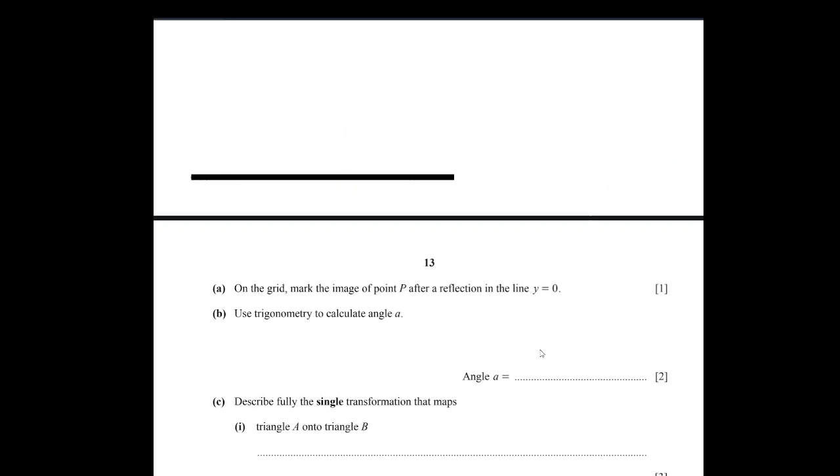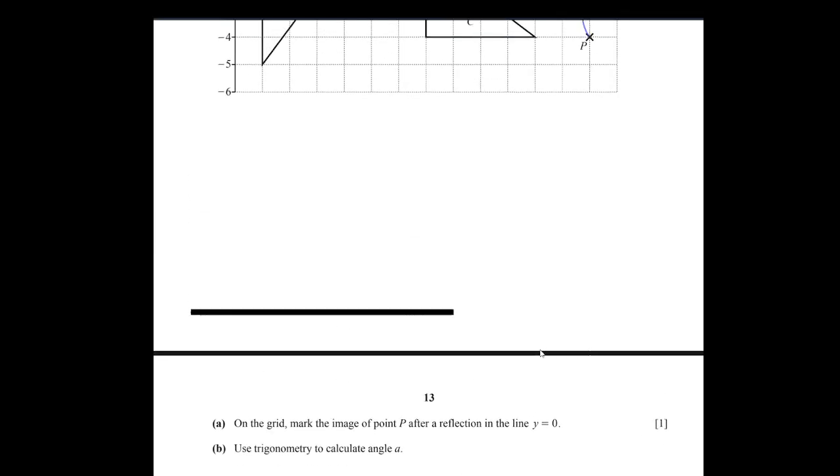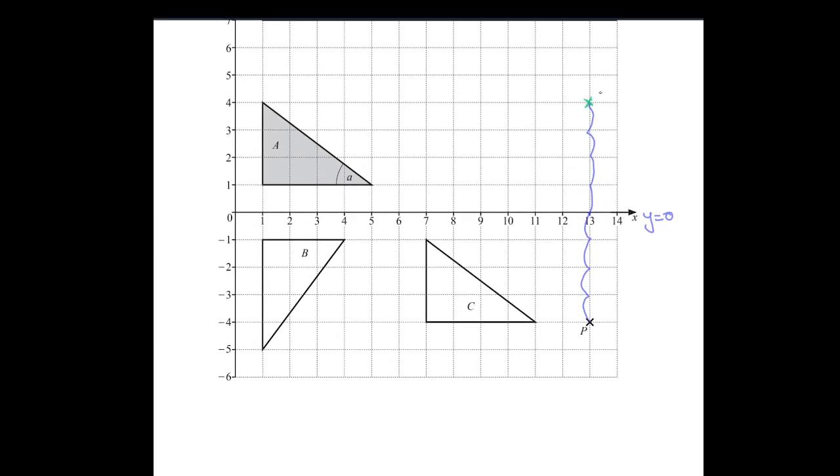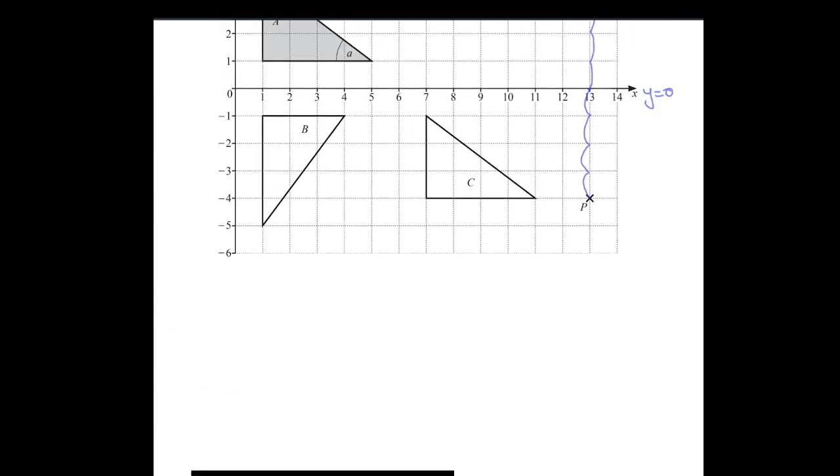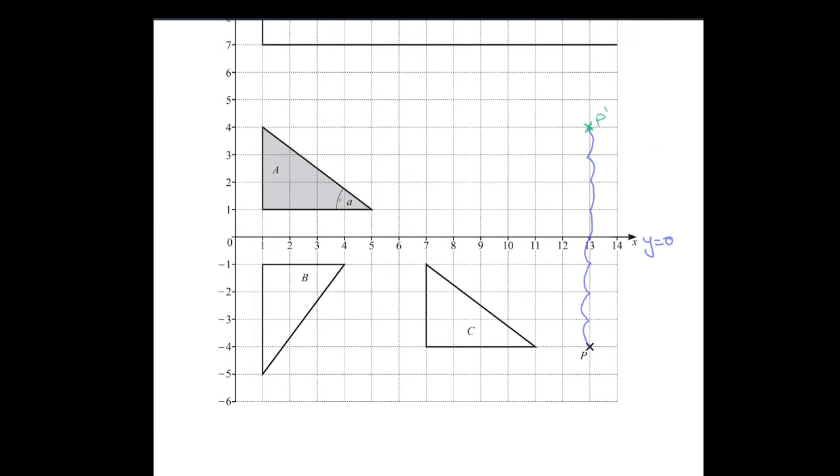On the grid, mark the image of point P after the reflection in line y equals 0. So this is point P. Next, use trigonometry to calculate angle A.